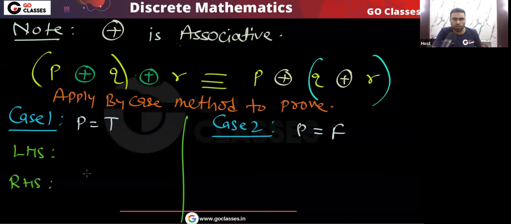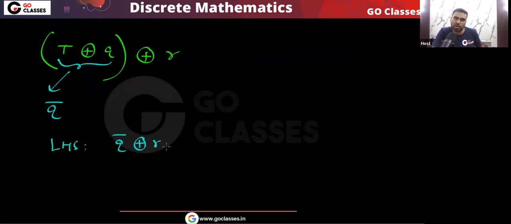So if P is true, what will be LHS? True XOR Q XOR R. Tell me, true XOR Q, what is that? We have already seen this. If you put Q false, the result will be true. If you put Q true, the result will be false. So the result is opposite of Q, so basically this is Q bar. So LHS is Q bar XOR R.